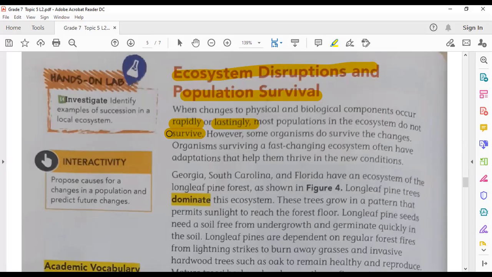These disasters or disruptions are rapid because they can destroy or kill organisms very quickly. In general, when a disruption like earthquakes, volcanoes, or fires happens, most organisms or most populations do not survive. Most populations in the ecosystem do not survive when such disruptions happen. However, some organisms do survive the changes. Some organisms can tolerate this, even when we have a devastating event, even when we have a disaster.